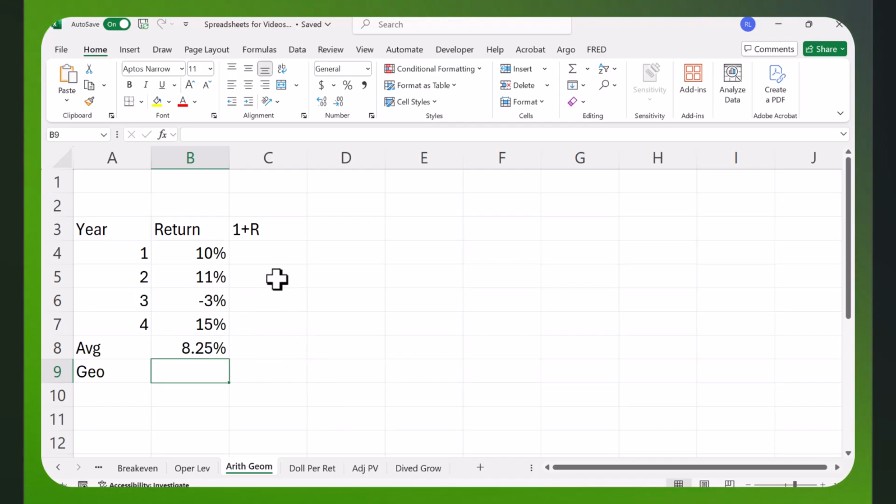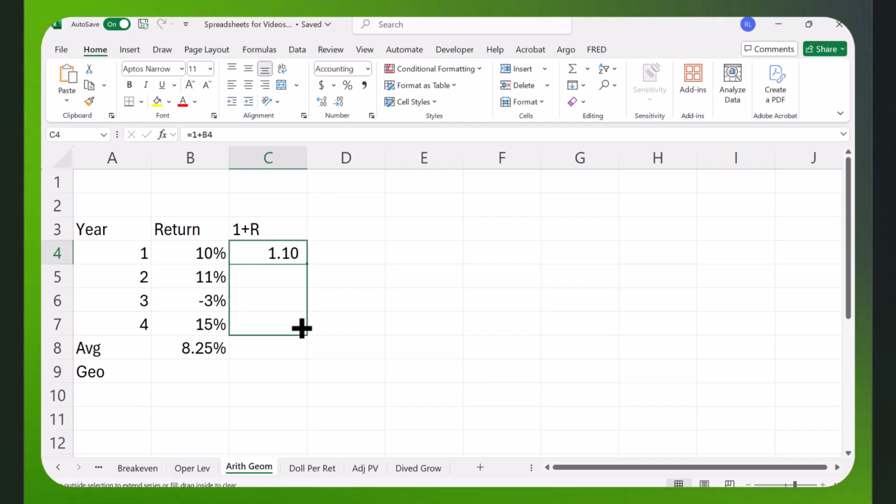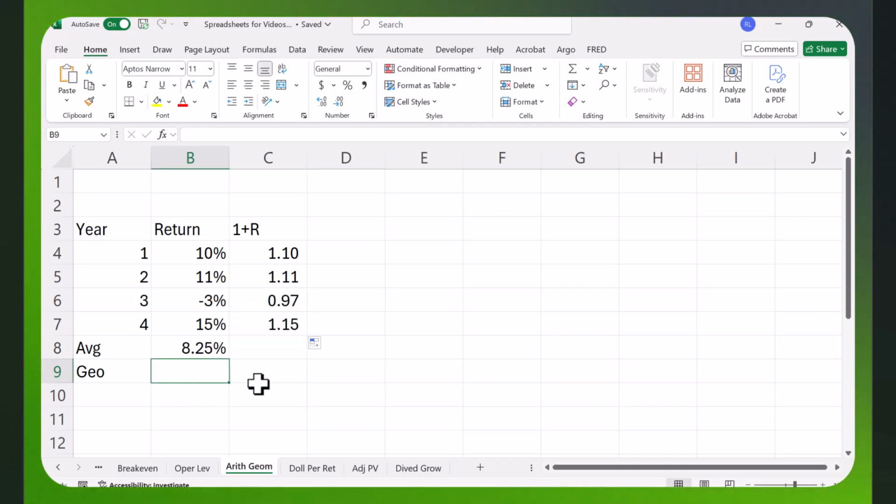If we want the geometric average, we have to add 1 to each one of these things. So equals 1 plus this. I could put this in decimal form if it makes people happy, or 1.10. Let me just copy that down. And so we have all the same numbers we had before. Now I could multiply them all together and then raise them to the 1/4 power, or I can use the geomean function. The geomean function will do that for me.